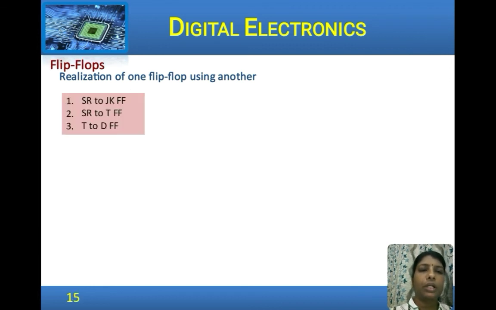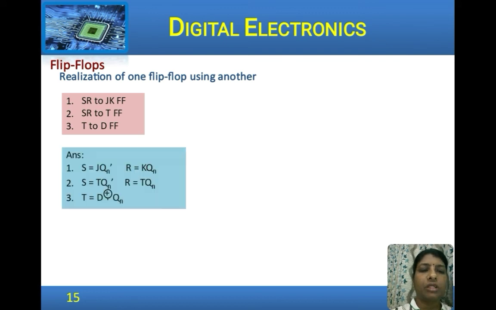Similarly, we can realize any other flip flops. Pause the video and realize these flip flops: SR to JK, SR to T flip flop, and T to D flip flop. Draw the characteristic table for one and the excitation table for the flip flop that exists, and then get the equations and implement it in the flip flop. These are the logic expressions for implementation of the flip flops.